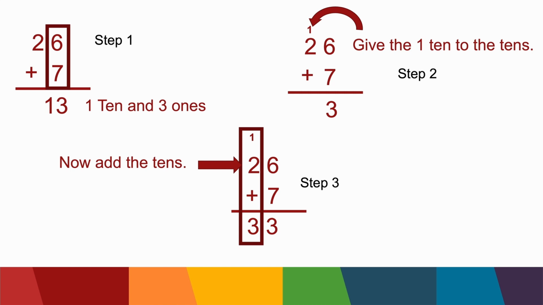Now we're going to look at these steps to adding in 3 steps. In the first part, step 1, we have 26 plus 7. We have to go to the ones column first and add the 6 plus 7. We get 13. 13 is actually 1 ten and 3 ones. When we go to step 2, we carry the 1 over to the tens column where it belongs. We give 1 ten to the tens. Step 3, now we add the tens. 1 plus 2 equals 3, and our answer is 33.